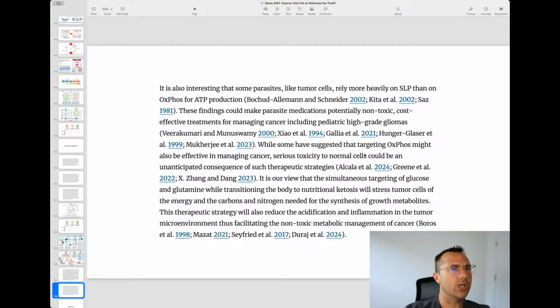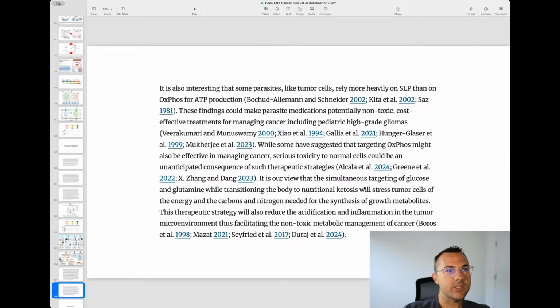So they're saying that while some people have suggested that targeting OXPHOS might be an effective way of managing cancer, serious toxicities to normal cells could be an unanticipated consequence. True, right? Because we are anticipating that the normal, non-cancer cells can use OXPHOS and use ketone bodies. And so if we cut off OXPHOS, that would probably have a more profound effect on the normal cells than on the cancer cells, knowing what we know about cancer metabolism.